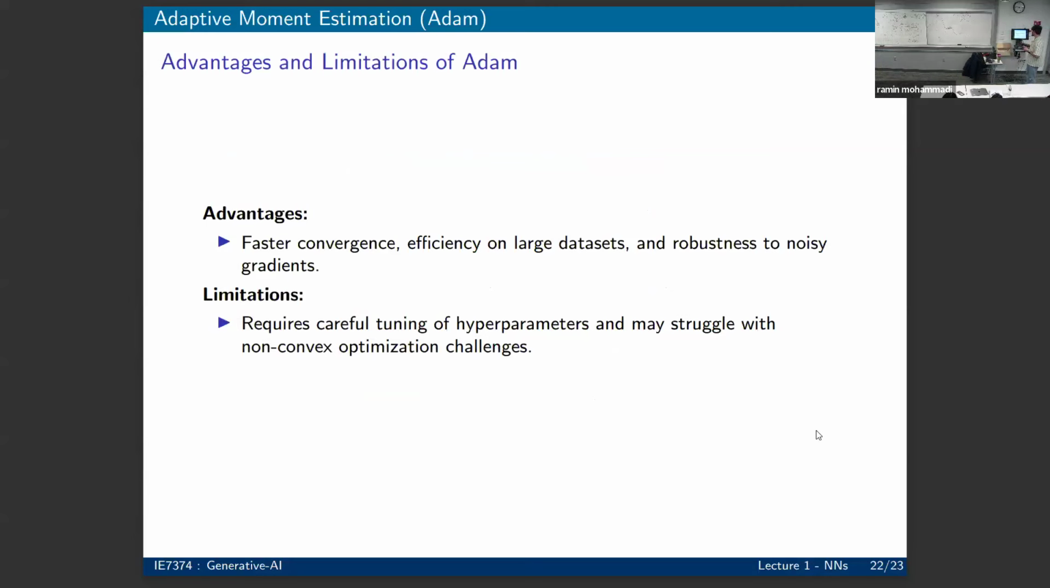So what are the advantages of Adam? Faster convergence. It works on large datasets. It's robust to noise. Some limitations of Adam are that it requires lots of hyperparameter tuning, and it might also struggle with non-convex optimizations. So there are also some challenges. None of these comes for free. They all have pros and cons, but the reality is that you need to figure out which one works for your problem.